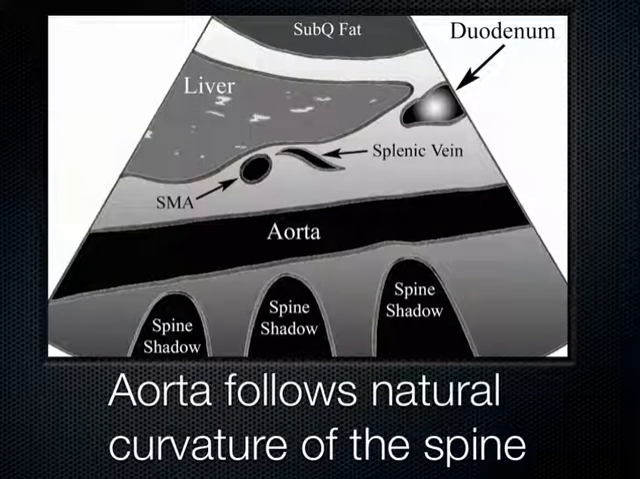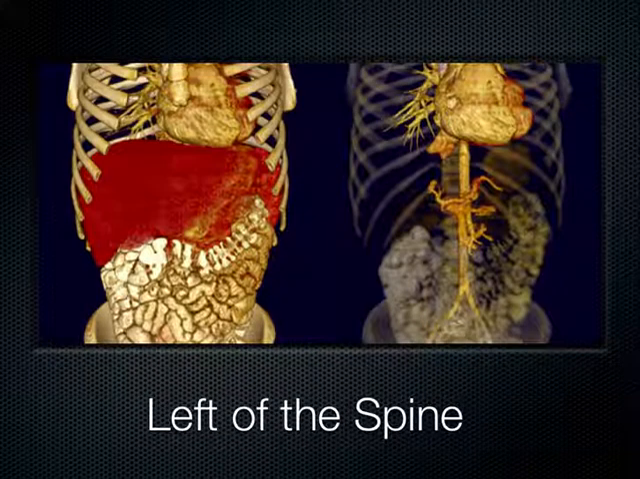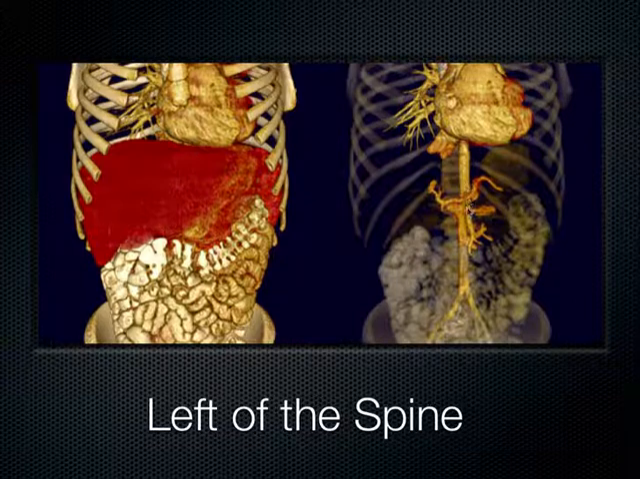Moving on to the aorta, we know that the aorta follows the natural curvature of the spine. As you go from proximal to distal, the aorta becomes more superficial, as the spine is more lordotic, and as the vertebral bodies increase in size, it pushes the distal part of the aorta closer to the skin line. Recall also that the aorta is on the left side of the spine. So here's the aorta, here's the spine, just left to it.